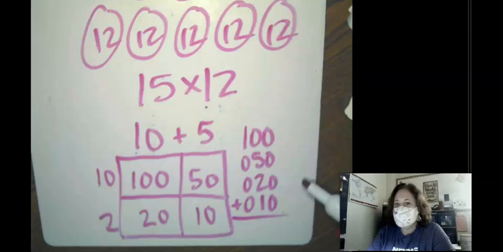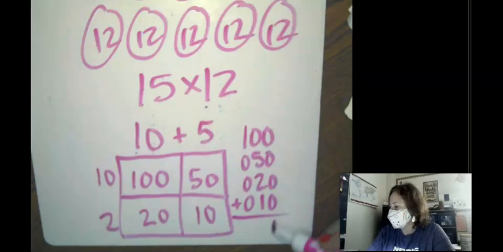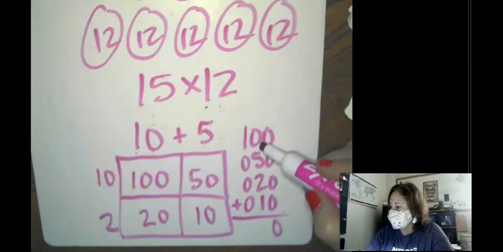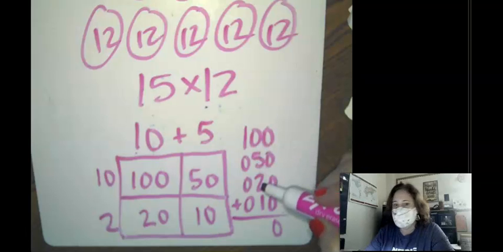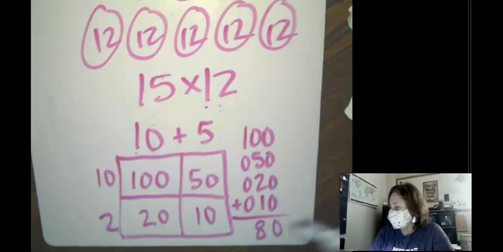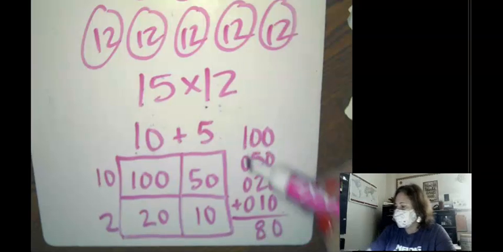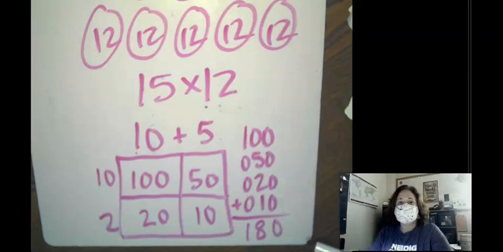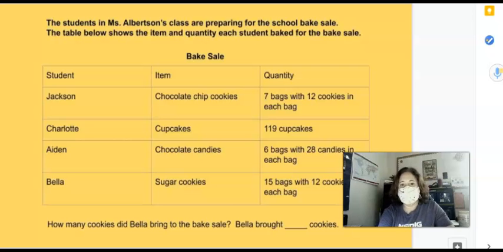All right, what's the sum? These are all zeros in the ones place. In the tens place, we have 50 plus 20, that's 70. And 70 plus 10, that's 80. And in the hundreds place, we only have 1. So, to answer the question, how many cookies did Bella bring to the bake sale? Bella brought 180 cookies. Easy enough, right? That's a lot of cookies she baked.